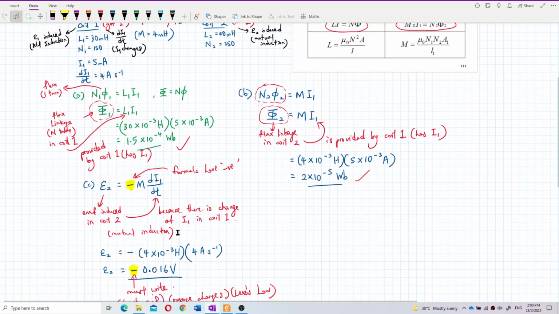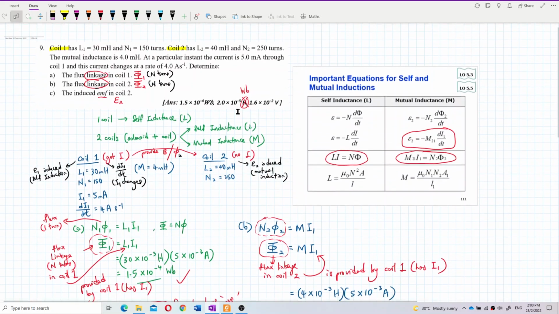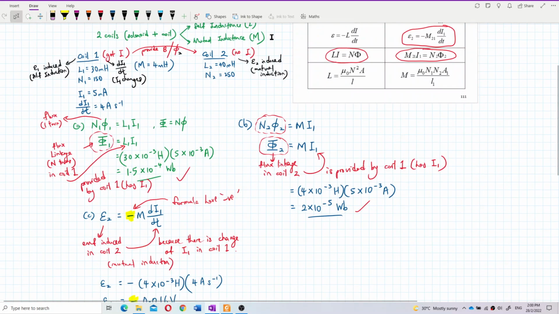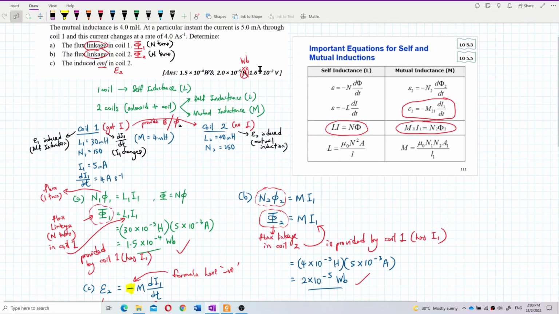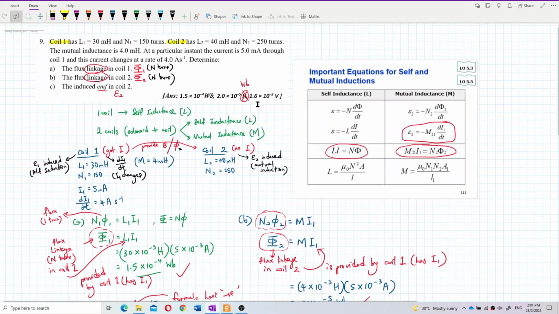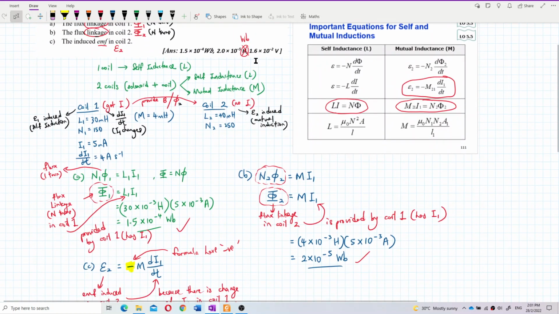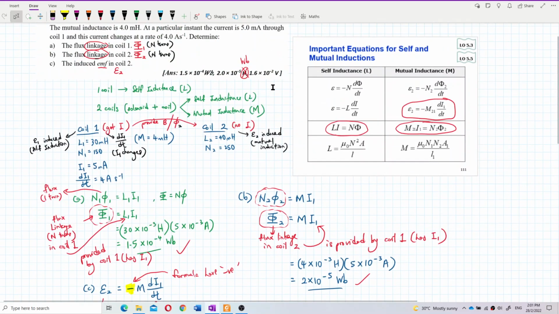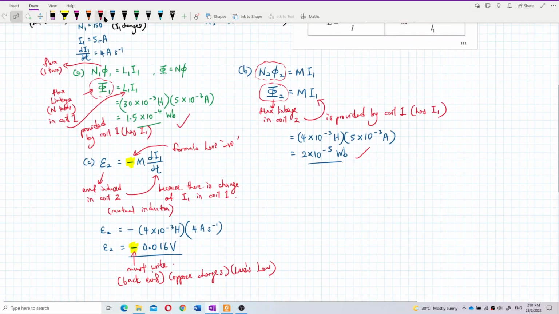Is that the answer? 0.016 volt. That's correct. Here there is no negative sign, maybe just focusing on magnitude. But I encourage you to write the negative sign, because the formula has a negative sign. You shouldn't neglect the negative sign. It means a lot. It means back EMF or opposing changes. So the answer is correct, it's 0.016 volt.